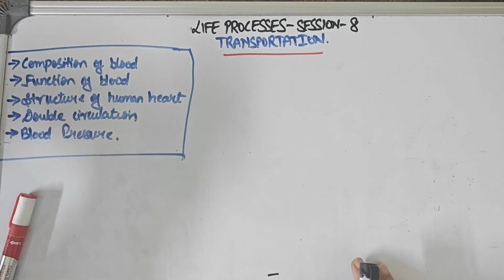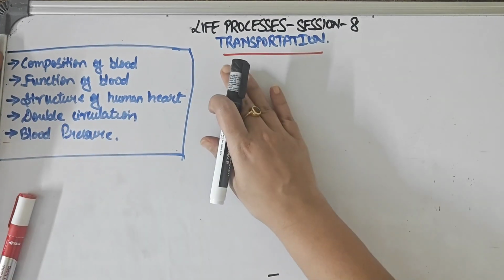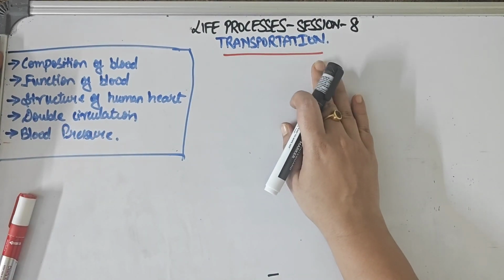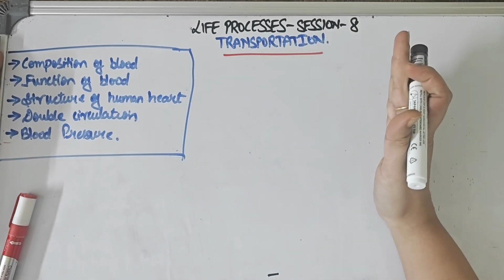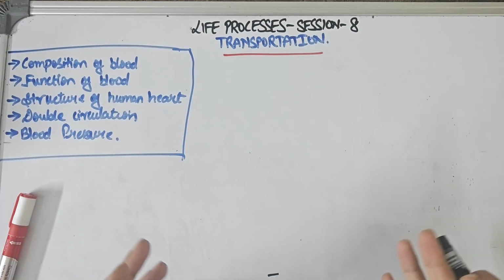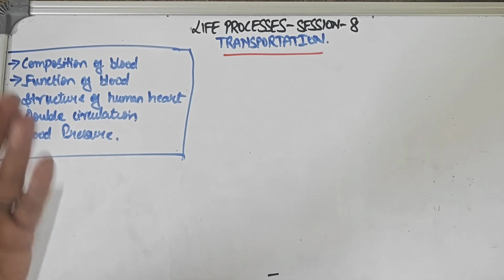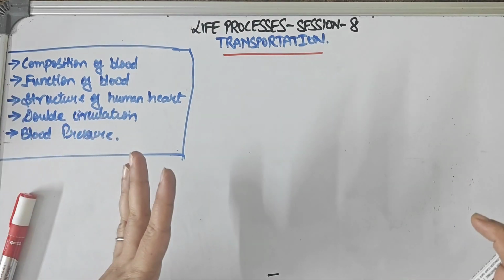So rather than directly jumping to the composition of blood, let us first understand what is transportation. Transportation, we do know, is something moving from one place to another, right? So what do you think? What is that thing in your body which is moving from one place to another? Any idea, any guesses?